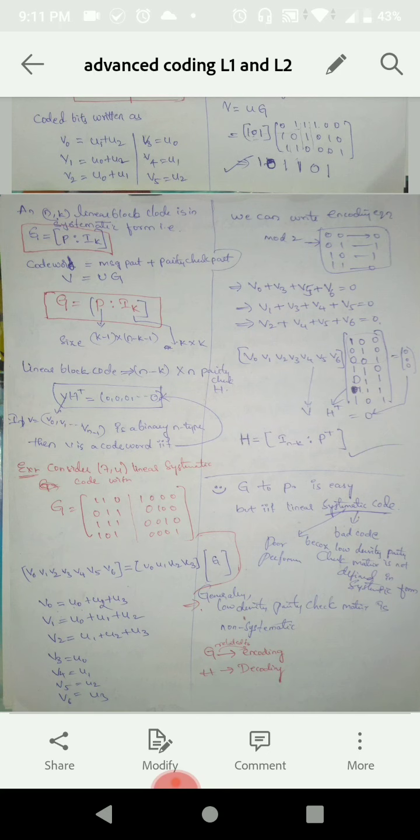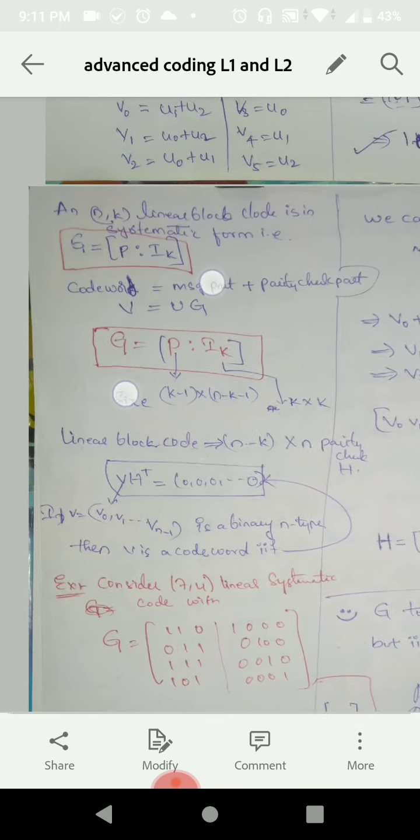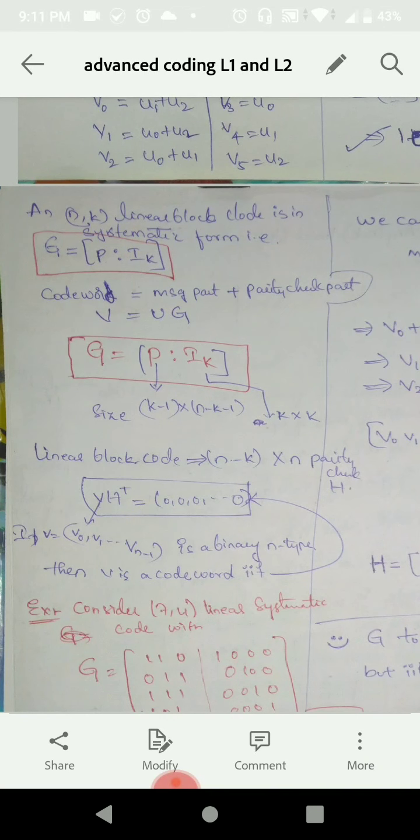And a general (n, k) linear block code in systematic form has G represented as P comma I, where v is equal to u into G, and the code word is nothing but the message signal plus the parity check part. And G is nothing but P comma I, as we already said.